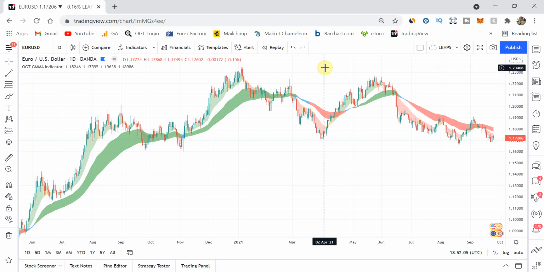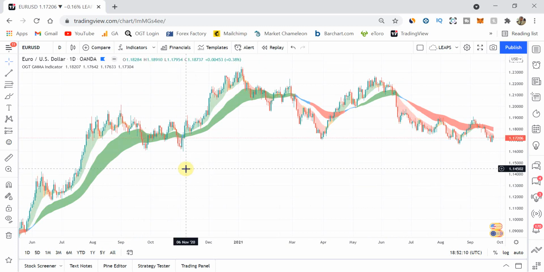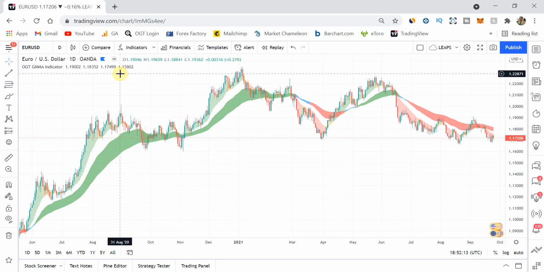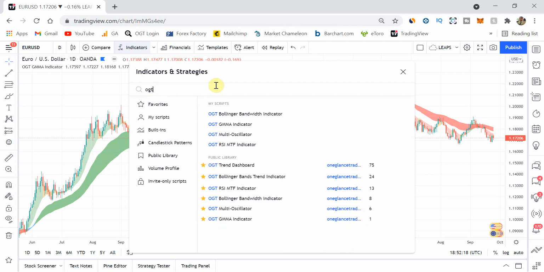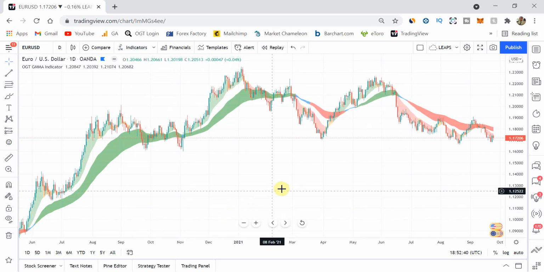So what we've got here is the Euro USD daily chart, but I'm just going to take a step back actually, and let me show you guys how to get it. So if you go to the indicator section and you type in OGT, you'll see here in the public library it's called the OGT GMMA indicator. And you guys can check out all my other videos and tutorials on all the other TradingView indicators that I've also created. Again, all of them are absolutely free. So click on that and then it will load over here.